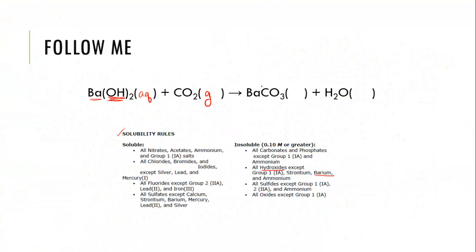If you mix those two things together, then it makes barium carbonate. Well, it's an ionic substance. Carbonates fall here. They're insoluble unless they're with group 1A or ammonium. Well, barium is in group 2A. If you look at the reference table, you'll see it under group 2, which means that it stays insoluble. So we put an S for solid.